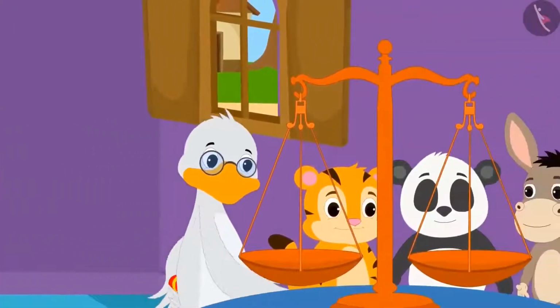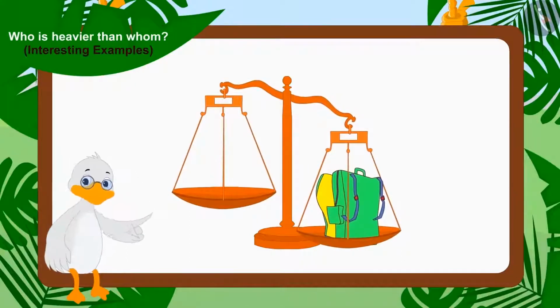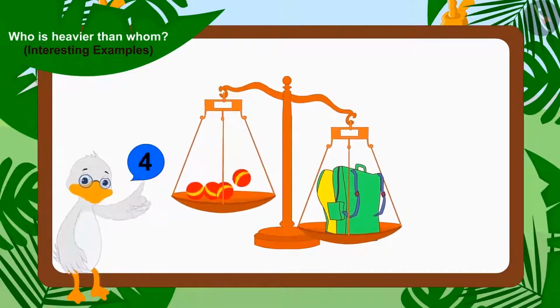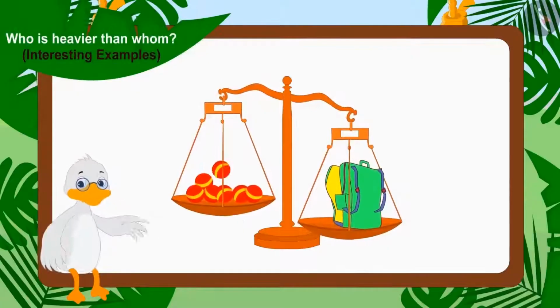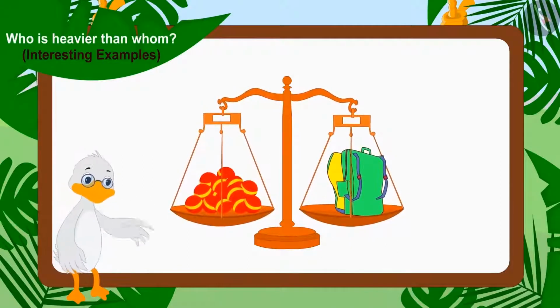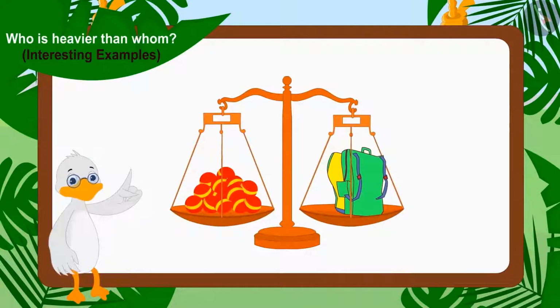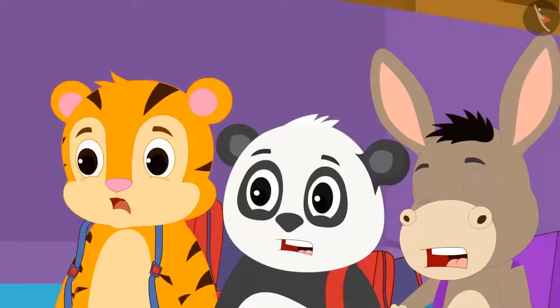Uncle also brought some balls. Firstly, Uncle placed Sher Khan's bag on one plate of the balance. Now, Uncle started placing the balls one by one in this way on the second plate. Uncle kept placing the balls on the scales until both sides of the scales came to the same position. The children could not understand anything.